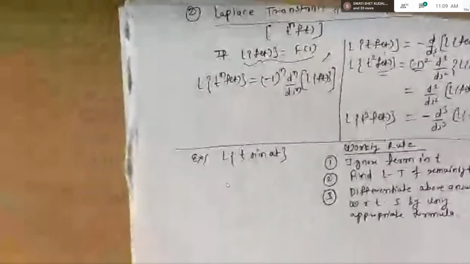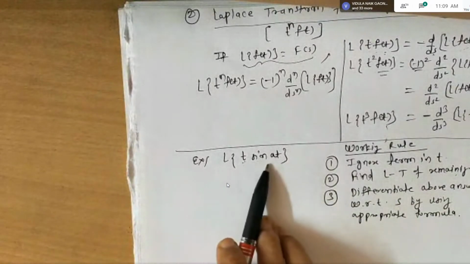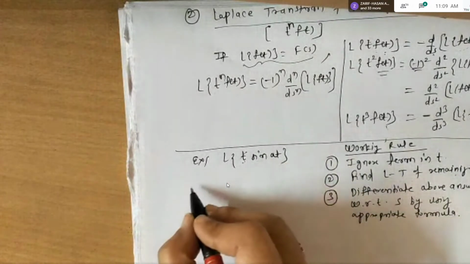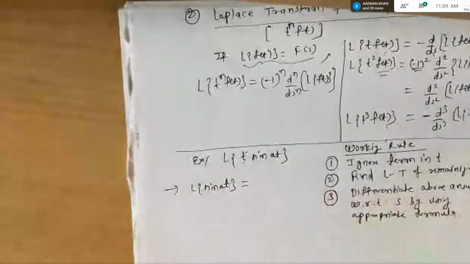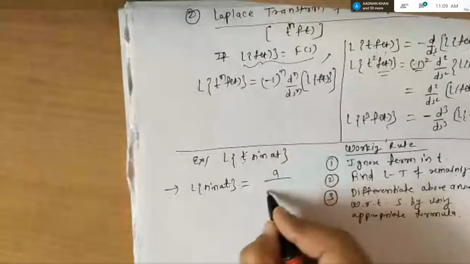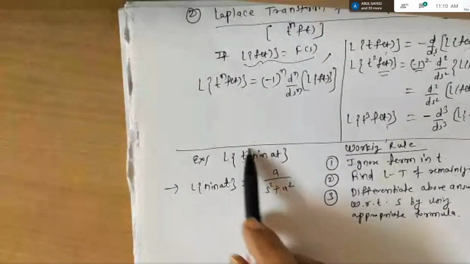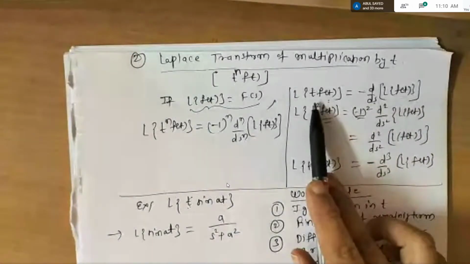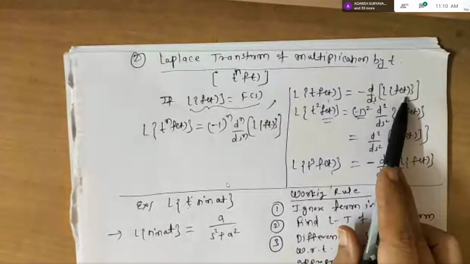Now let us see what this function says. It is Laplace of t into sin at. So the first step is to ignore t and get Laplace of sin at. It is a upon s square plus a square. This is the direct formula from the table. Now see carefully, this is t raised to 1. T raised to 1 means the formula is here, correct? Laplace of t into f of t is minus d by ds of Laplace of f of t.